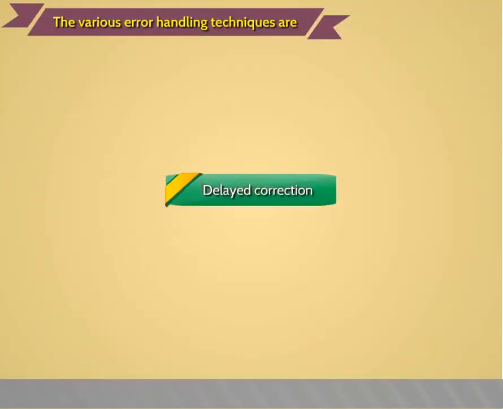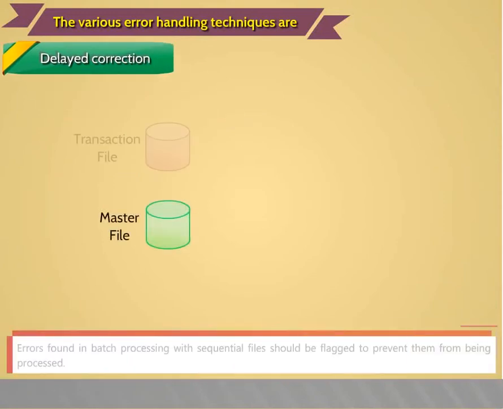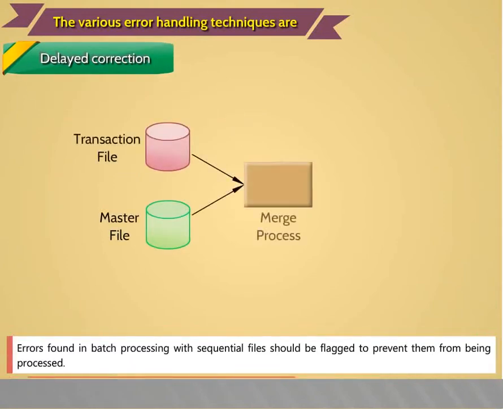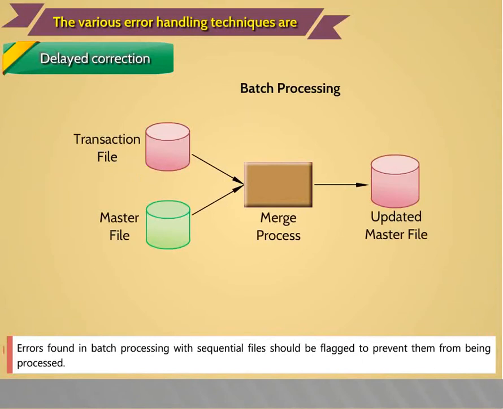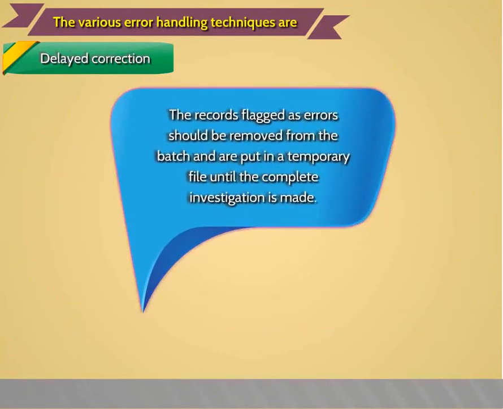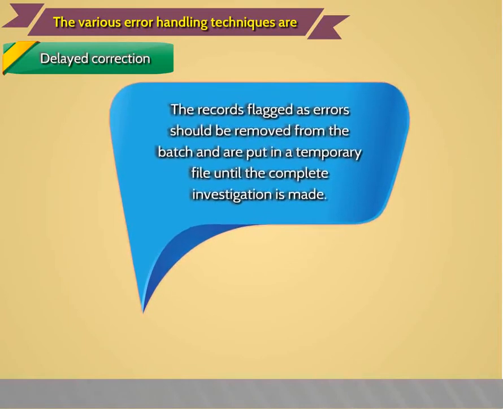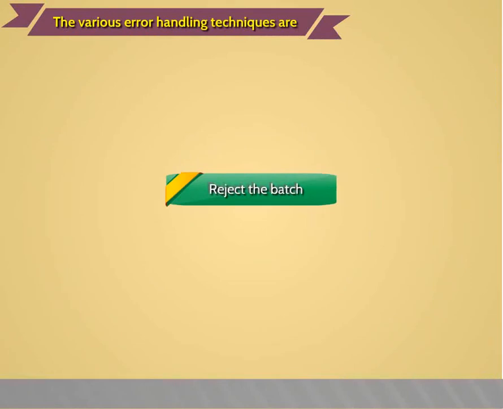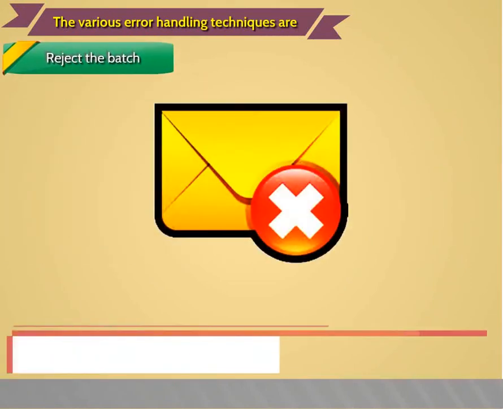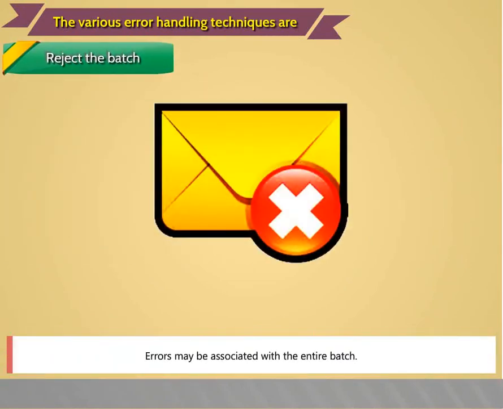Delayed correction. Errors found in batch processing with sequential files should be flagged to prevent them from being processed. The records flagged as errors should be removed from the batch and put in a temporary file until the complete investigation is made. Reject the batch. Errors may be associated with the entire batch.